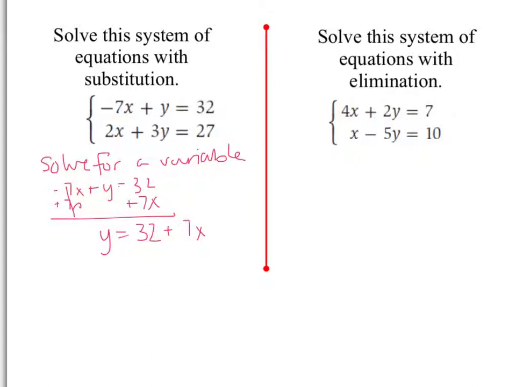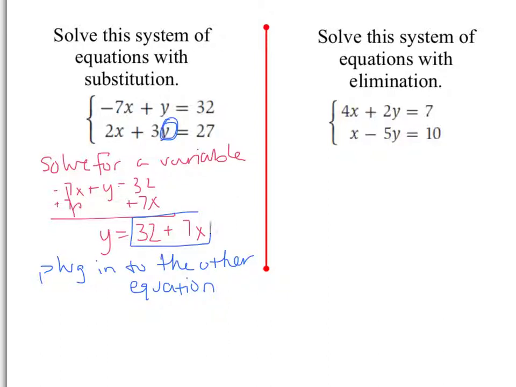Here's where the substitution comes in. Now I'm going to plug that in to the other equation. So where I have a y in my second equation, I'm going to replace that with what y equaled, 32 plus 7x. So if I rewrite it, the second equation was 2x plus 3, and replace the y with what y equaled, 32 plus 7x equals 27.